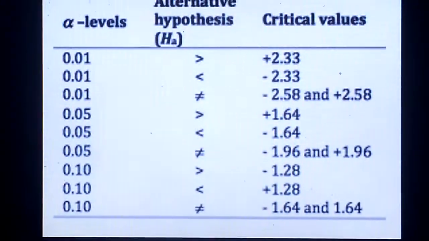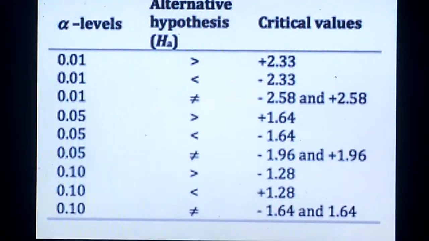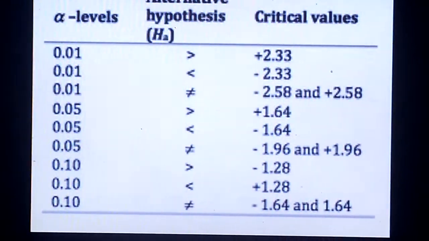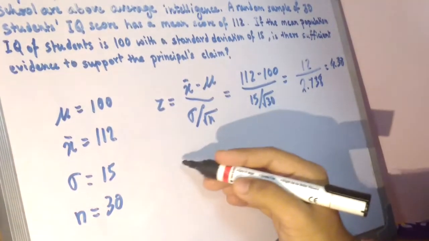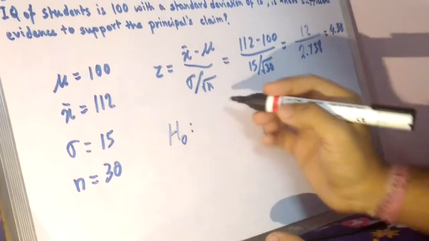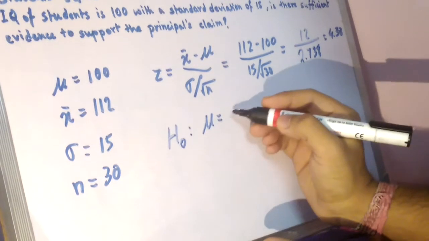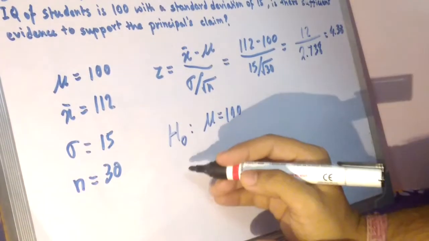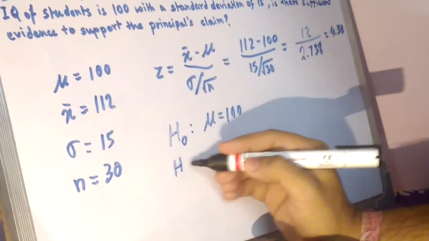Before proceeding into this part, we will first have to define our null hypothesis and alternate hypothesis. According to the problem, we can take our null hypothesis H naught as mu equals 100. That means the population mean mu is true for all given values.